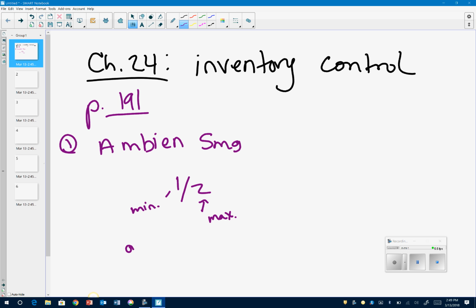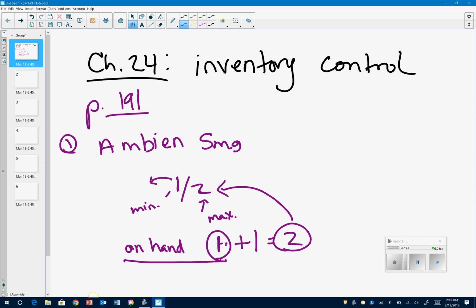What you have on hand is what you have in your pharmacy now, which is 1. So you have 1 in your store, but you always want between 1 and 2. The rule is, if you have only the minimum left or below the minimum, then you want to reorder, and you only reorder up to the maximum. So you have 1 on hand, and if we ordered 1 more, that would give us 2, the max. So for this one, our reorder quantity would be 1.